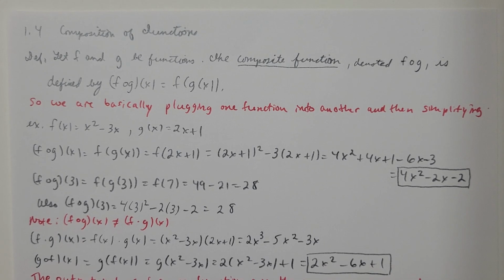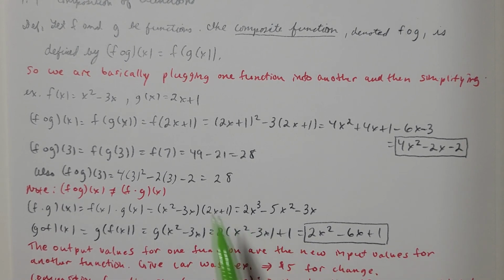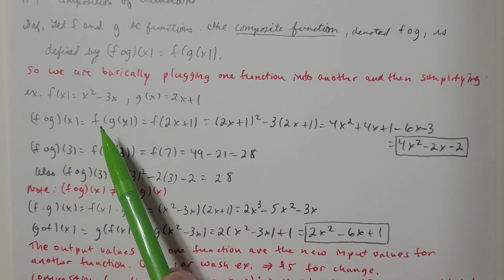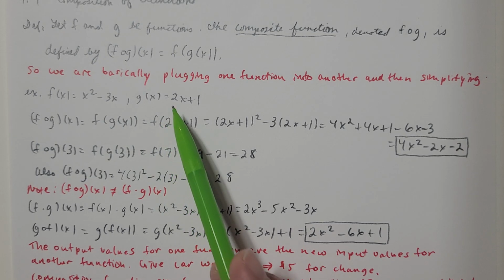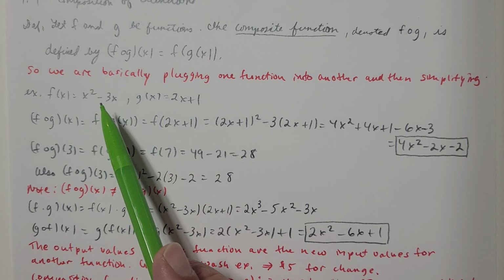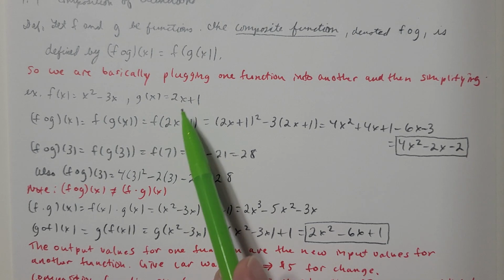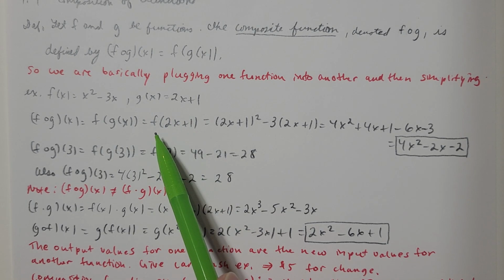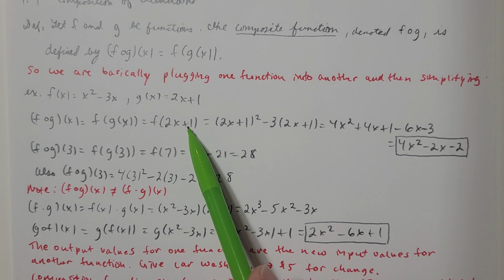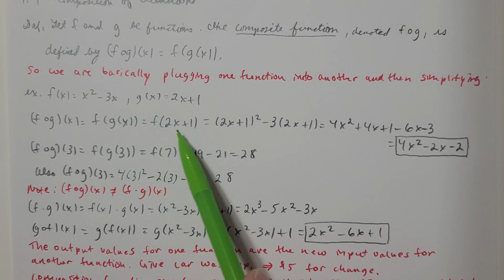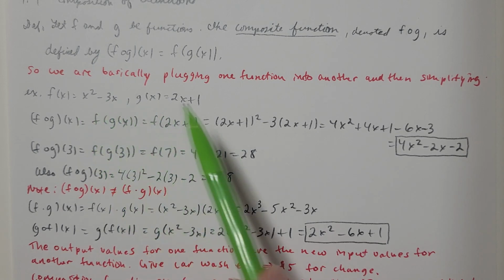So let's take a look at an example here. If f of x equals x squared minus 3x and g of x is 2x plus 1, f composed g of x, that's, again, by definition, f of g of x. So we're going to have to plug g into f, everywhere that we see an x. G of x is 2x plus 1. So I need to find f of 2x plus 1. So I need to replace x with 2x plus 1. There's a couple of x's that need to be replaced there.